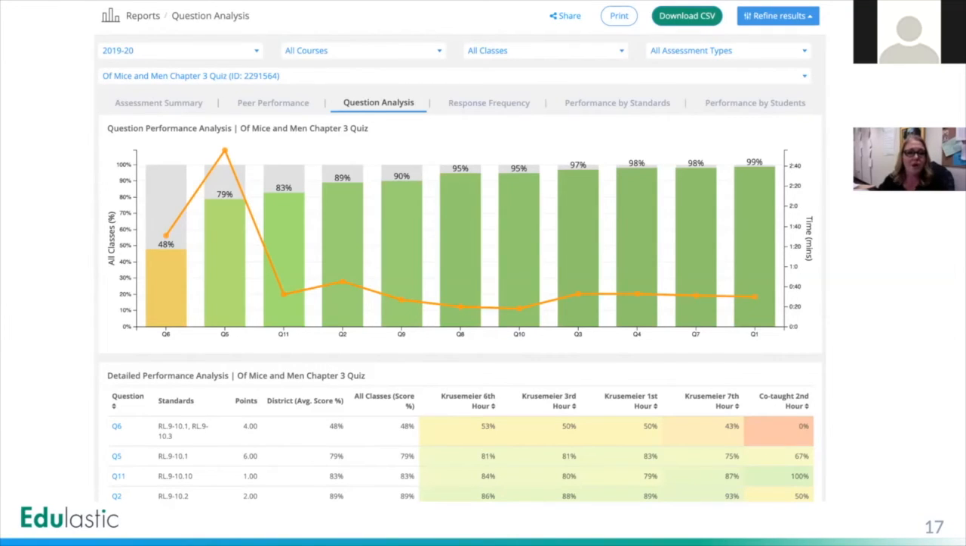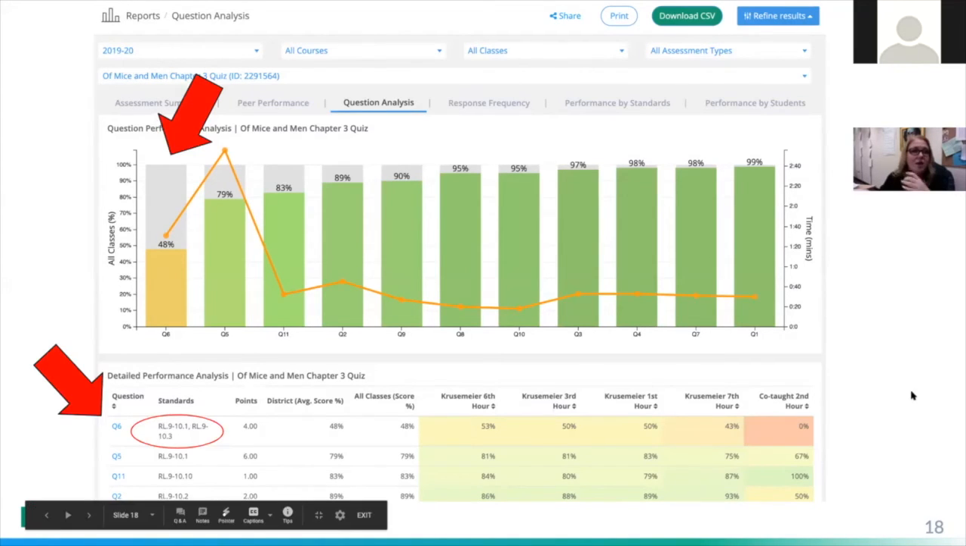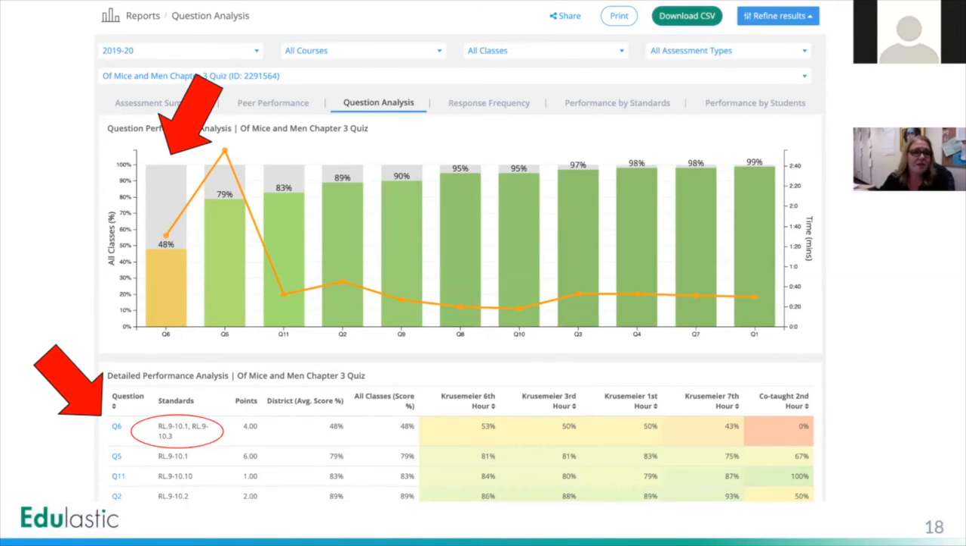So I can see right away that when we read Of Mice and Men and the kids took the chapter 3 quiz, question 6 threw over half of my kids. And actually 48% isn't a bad number for a test. So we have that 48% of our kids that didn't do very well on it. I know that the 48% is bad, but if I look down at the bottom of the screen and I see that question 6 is what they got wrong, I can also see where the standards are tagged. And it was standard 1 and standard 3 for grades 9 to 10.